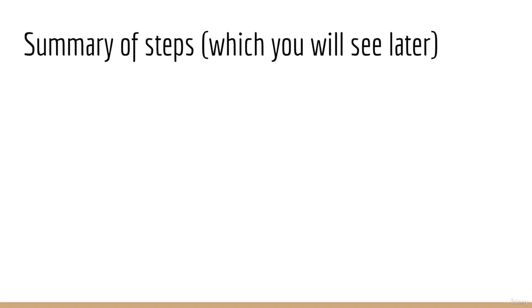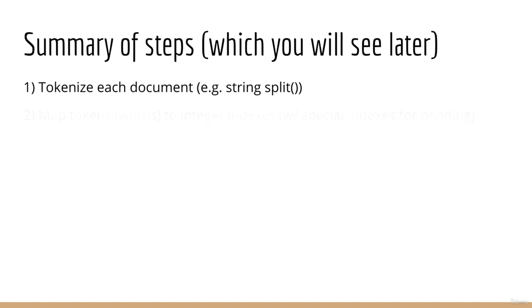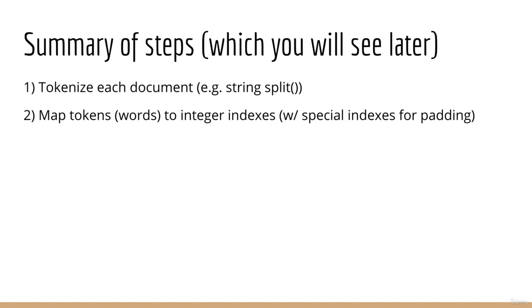So to summarize the exercise, the steps are roughly as follows. Number 1, tokenize each document. You can use any tokenizer you like, but the simplest method is to simply call string.split. Number 2, map each token to a word index. As you recall, these will be used as indices to the embedding matrix. Note also that you'll need special indices for padding, since each batch needs to have the same length.